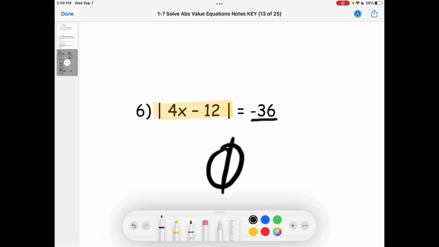All right? Don't automatically write it off just because you have a negative sign, because sometimes you will end up dividing that negative out of there and you have a positive one that does have possible solutions. Okay? Just something to watch out for.